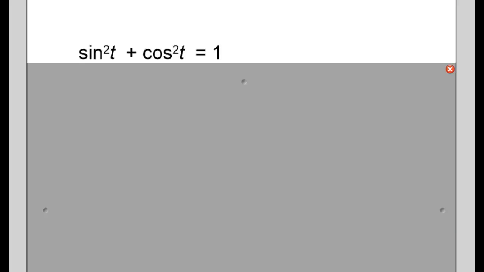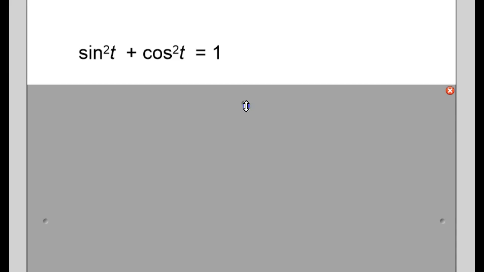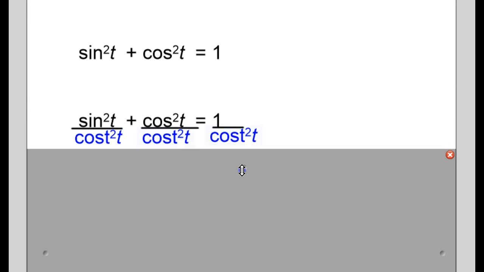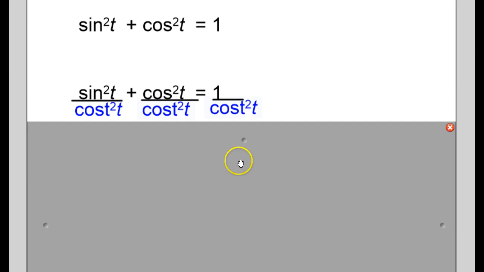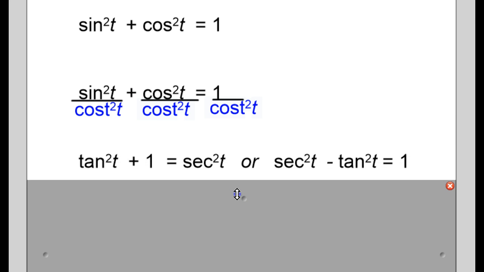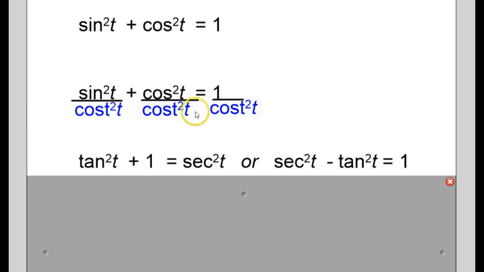Let's take a look. If you remember the trigonometric identity, sine squared plus cosine squared is equal to 1. We can also produce another trigonometric identity by dividing everything by cosine squared. When we divide everything by cosine squared, we end up with another identity, tan squared plus 1 equals secant squared, or I can do some algebraic manipulation and get secant squared minus tangent squared is equal to 1. Well, that looks very familiar.